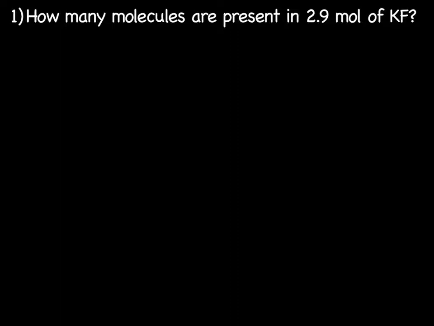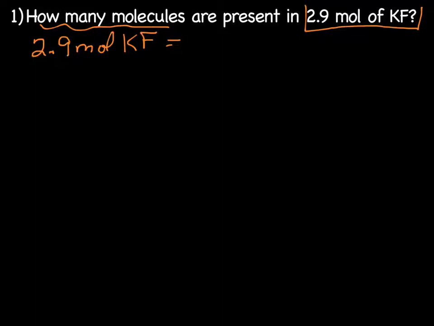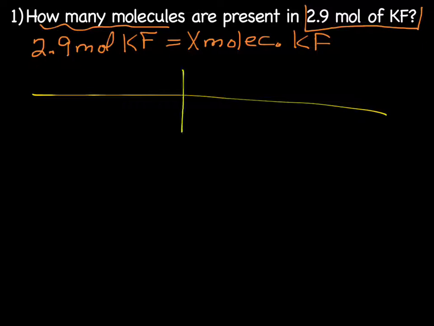All right, so the first step is to turn this into a math problem. What I know is that I have 2.9 moles of KF, and what I'm trying to find out is how many molecules that is. So as a math problem, I'm going to have 2.9 mole KF equals X molecules of KF. Second step is to write the grid and put our known in the grid, which is 2.9 mole KF over 1.